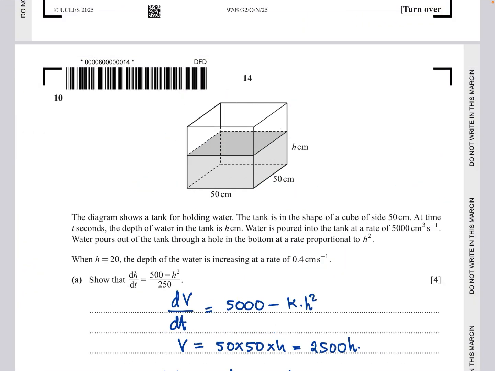Question 10. The diagram shows a tank for holding water. The tank is in the shape of a cube of side 5 cm. At time t seconds, the depth of water in the tank is h centimeter. Water is poured into the tank at a rate of 5,000 centimeter cube per second.